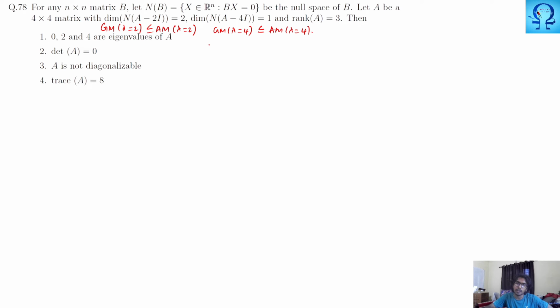Okay, now I'll have to identify the eigenvalues of A. Since the dimension of the null space of A minus 2I is 2, the eigenvalue 2 is repeated 2 times. Okay, and from this I get my 4 is repeated 1 time. Okay, A is a 4 by 4 matrix. I need one more eigenvalue. Okay, how to find it? For which we use the result that rank of a matrix A is bigger than or equals the number of non-zero eigenvalues.